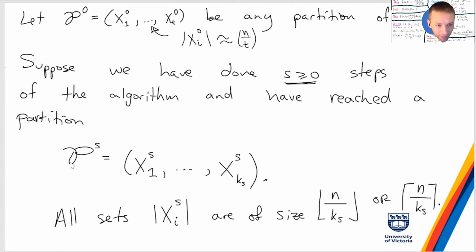I'm going to call it script P^s, which is X_1 up to X_{k_s}, superscript s, which is a bit of a mouthful. So the number of parts here is k_s. And I'm going to assume at this point that I've done my reorganization so that all the parts have about the same size. So every part of the partition has size floor of n over k_s or ceiling of n over k_s. We'll see why that's quite useful.